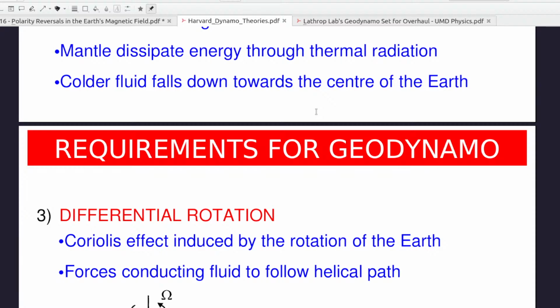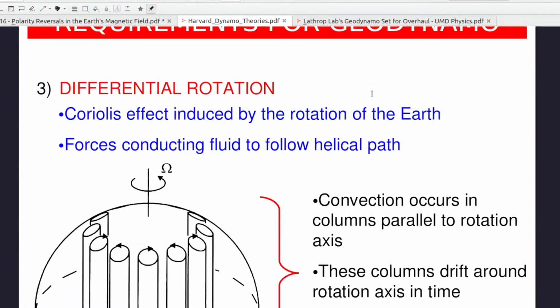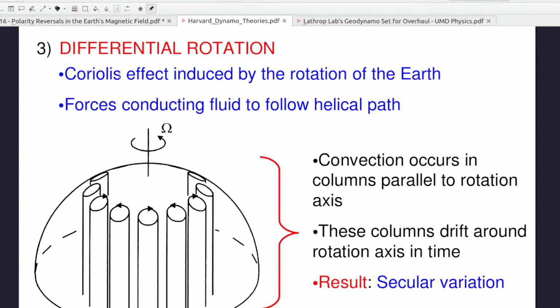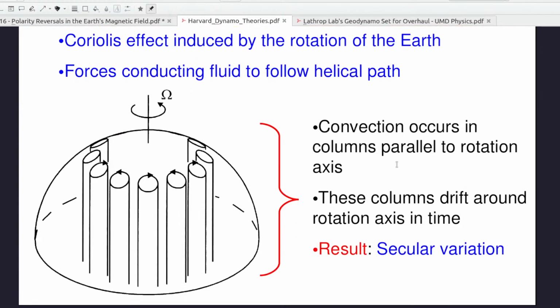Continue. Okay. So we've got the differential rotation. Now the Coriolis force is induced by the rotation of the Earth. Take that with the forces conducting the fluid to follow the helical path. And between that, convection occurs in columns parallel to the rotation axis. These columns drift around the rotation axis in time, resulting in secular variation. Boom.